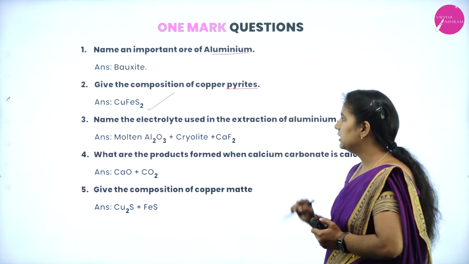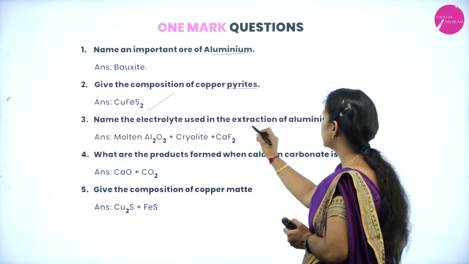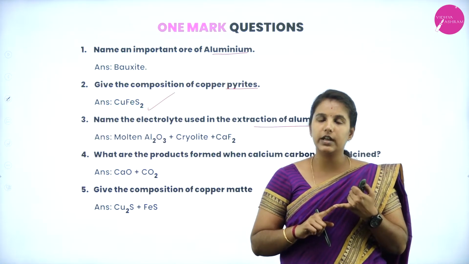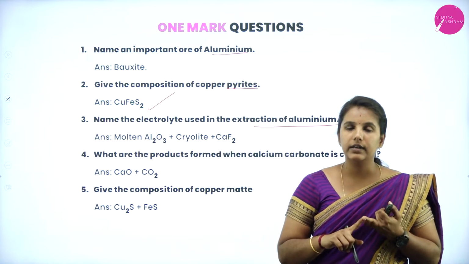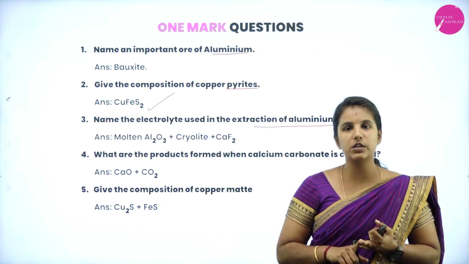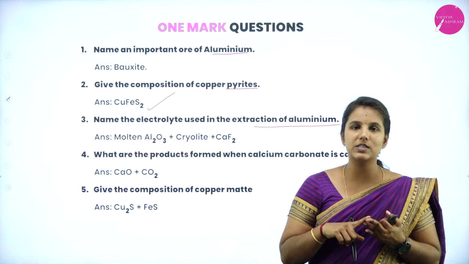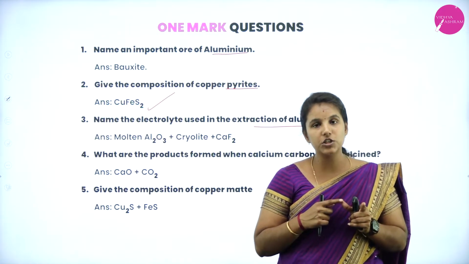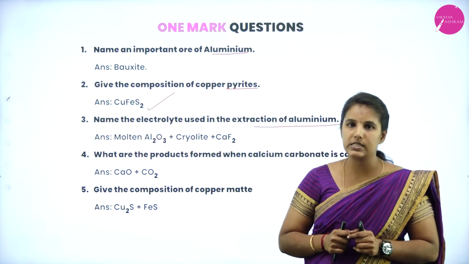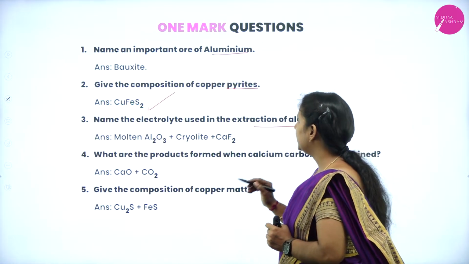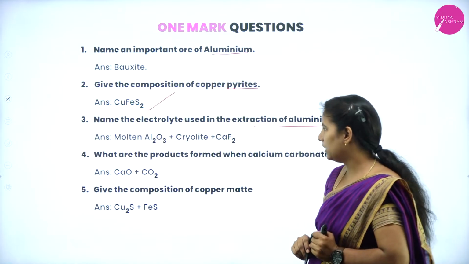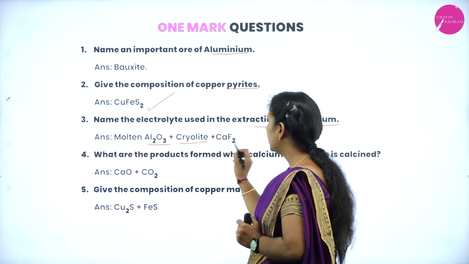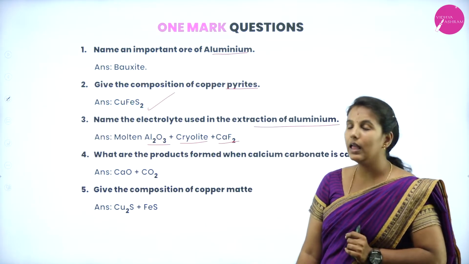Coming to the next question, name an electrolyte which can be used in extraction of aluminium. So remember, they can also ask you the types of ores, the types of electrolyte which has been used, the types of method which has been applied, which metal has been extracted, what is the composition of that ore. So, in the extraction of aluminium, the electrolyte which is used is molten aluminium oxide, cryolite and calcium fluoride, that is CaF2.